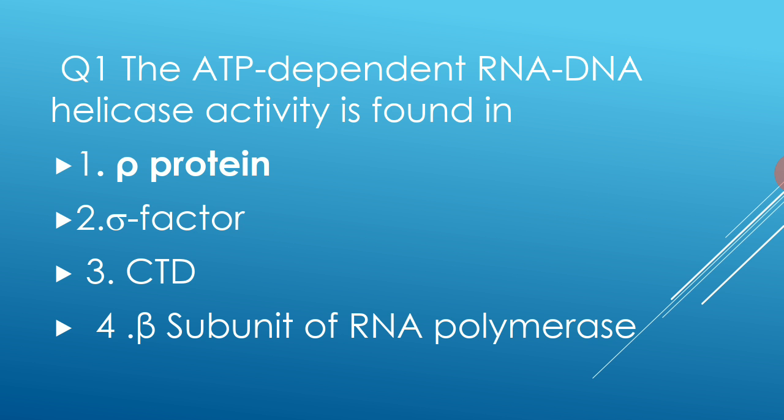Question number 1. The ATP-dependent RNA-DNA helicase activity is found in Rho protein, sigma factor, CTD, or the beta subunit of RNA polymerase. The answer to this question is the first, Rho protein.